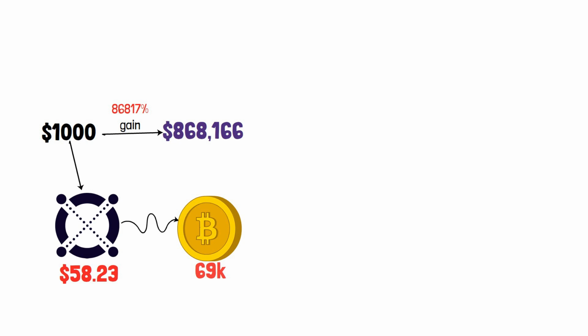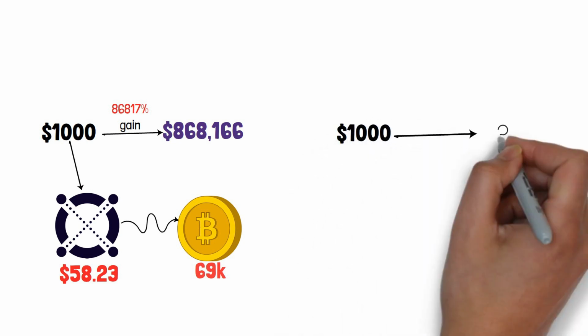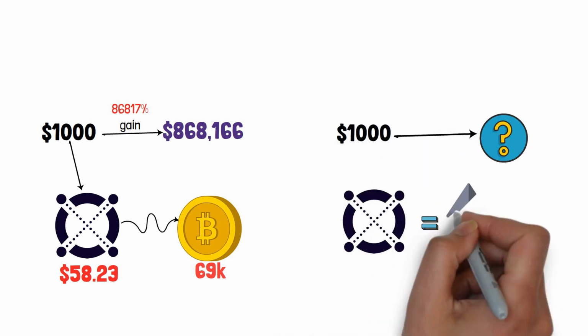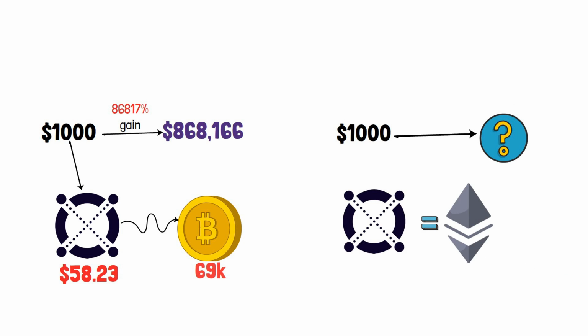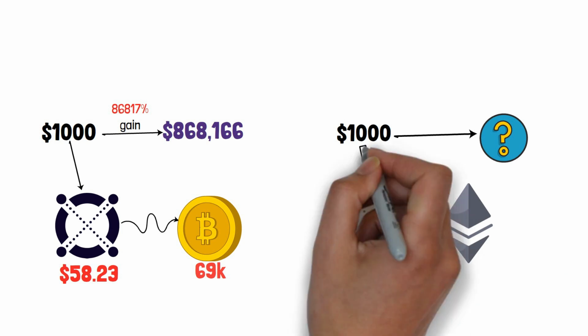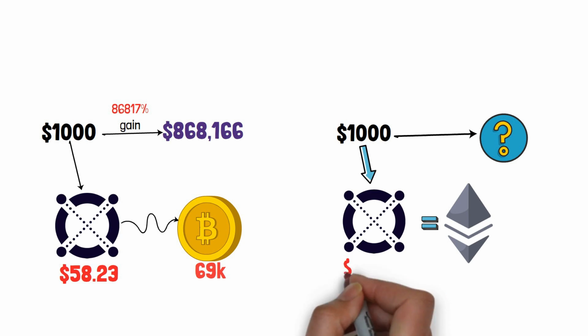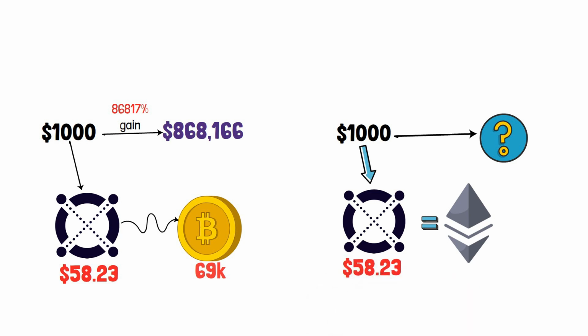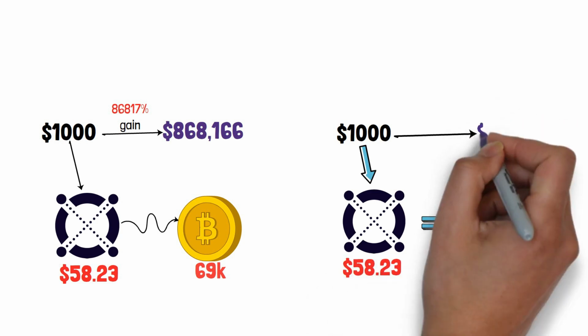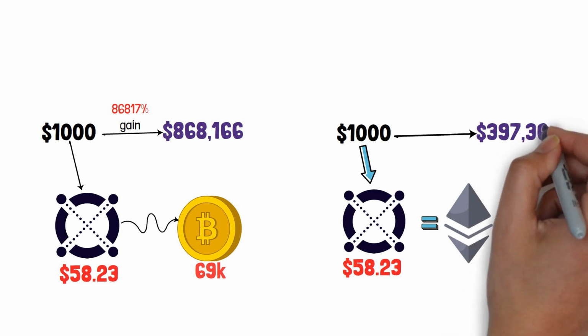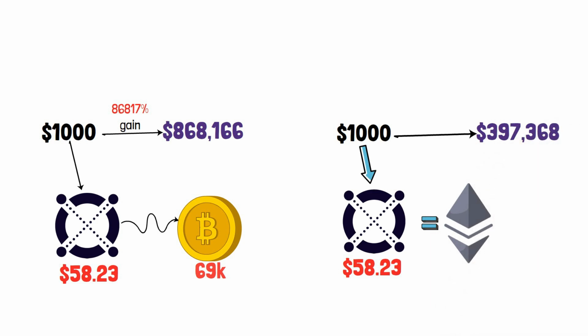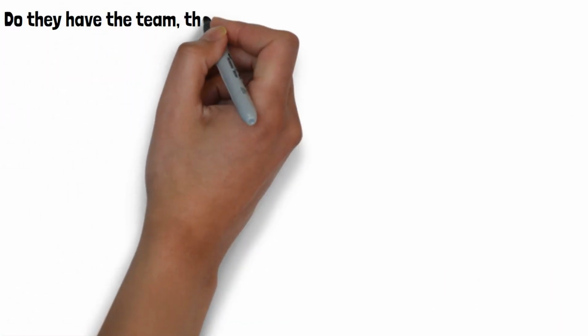That's an 86,817% gain. So what would $1,000 turn into if Elrond was to overtake Ethereum for the number one spot in the smart contract space? If you invested $1,000 into Elrond at $58.23, that $1,000 would turn into $397,368. Now that we've drawn this picture for you, it's up to you to be realistic.